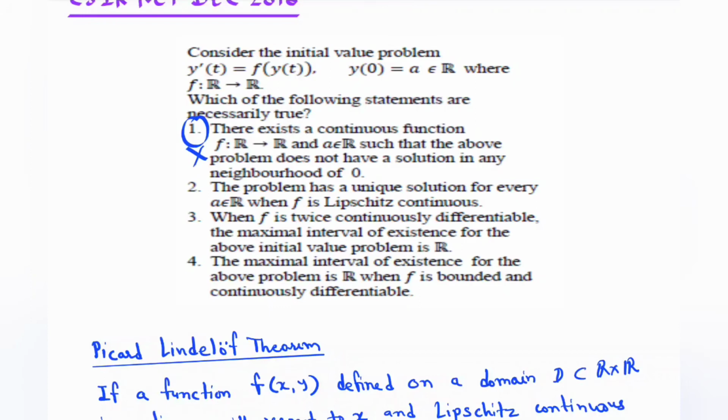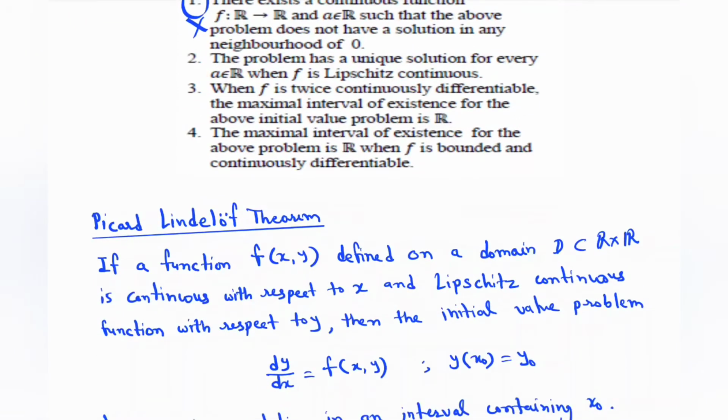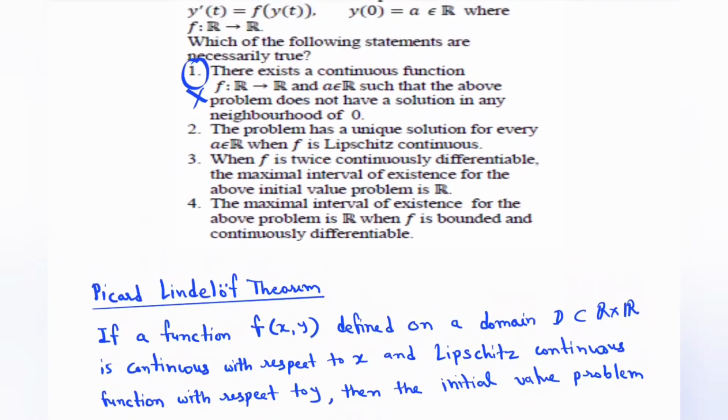In the second option, it is given that when f is Lipschitz continuous, then the problem has a unique solution for every a belongs to R. So by the Picard-Lindelöf theorem, if f is Lipschitz continuous, that means it is continuous as well as Lipschitz continuous, then it will have a unique solution. So option 2 is a correct option.